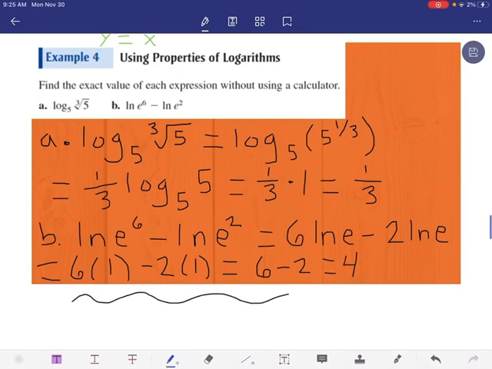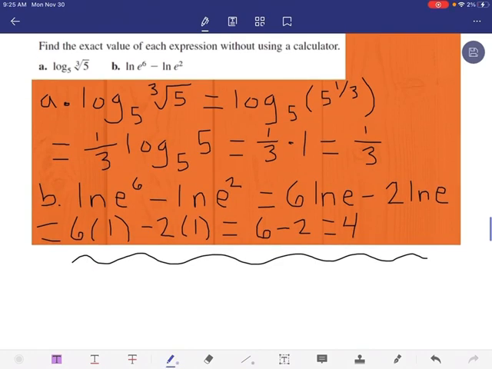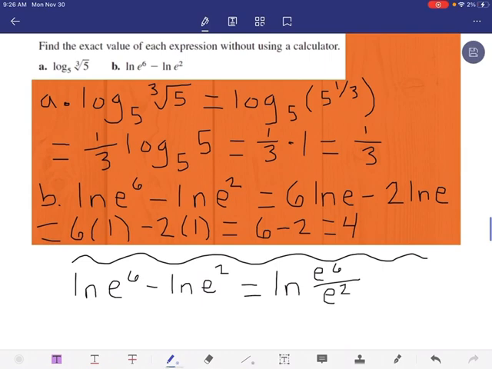Now, if you wanted to approach it a different way, that's fine too. So notice that we could have instead used our division property, because my natural logs have the same base, so I can combine them into one logarithm. So I have e to the 6th divided by e squared. So that would give me the natural log of e to the 4th. Again, using our power property, we know that the natural log of e is 1, so we again get 4.